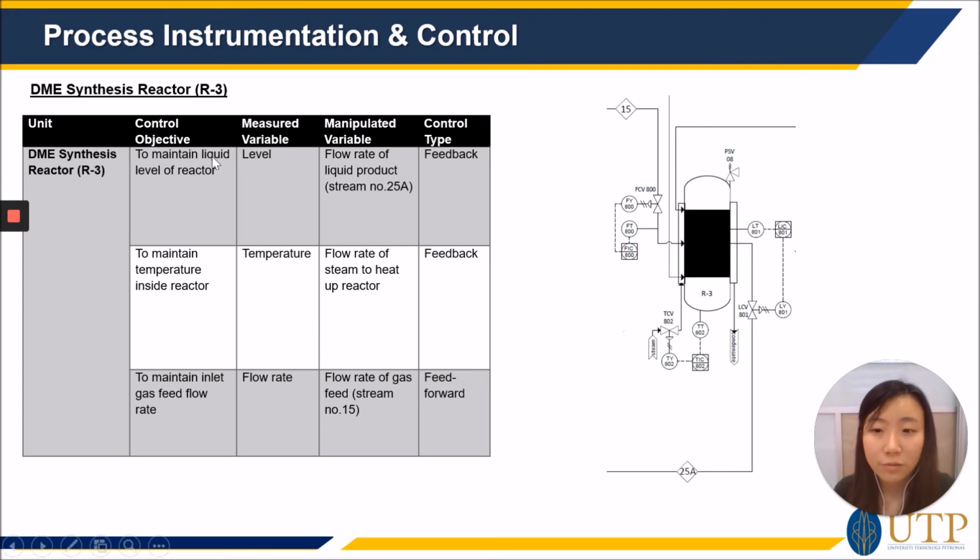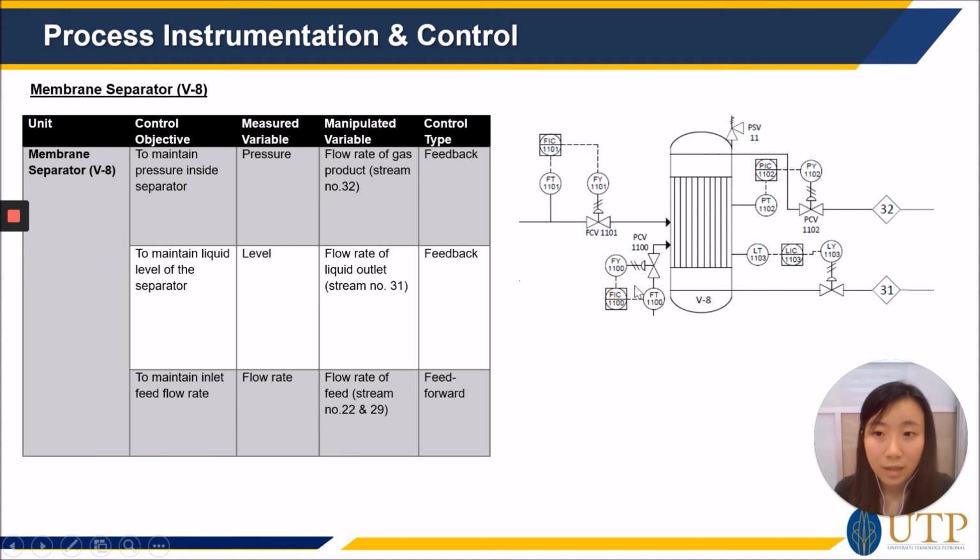Then we proceed to the DME synthesis reactor R3. Similarly, to maintain the liquid level of the reactor, we manipulate the flow rate of the liquid product here. Then to maintain the temperature inside the reactor, we manipulate the flow rate of the steam to heat up the reactor. And lastly, to maintain the inlet gas feed flow rate, we adjust the gas feed by using the feed forward control.